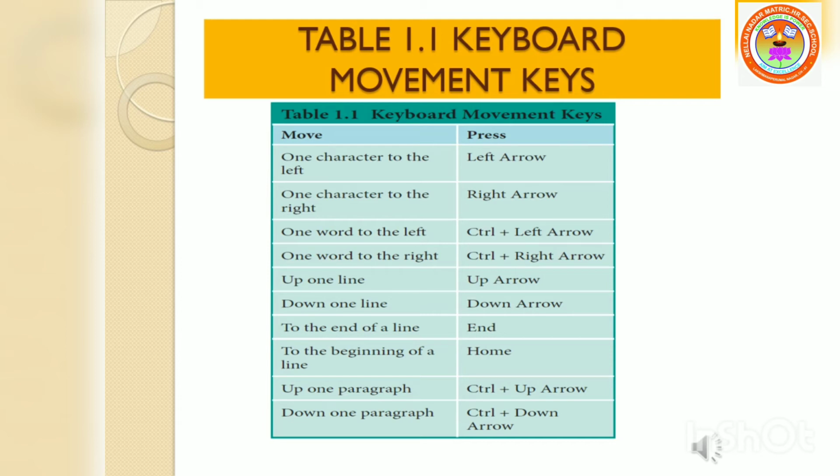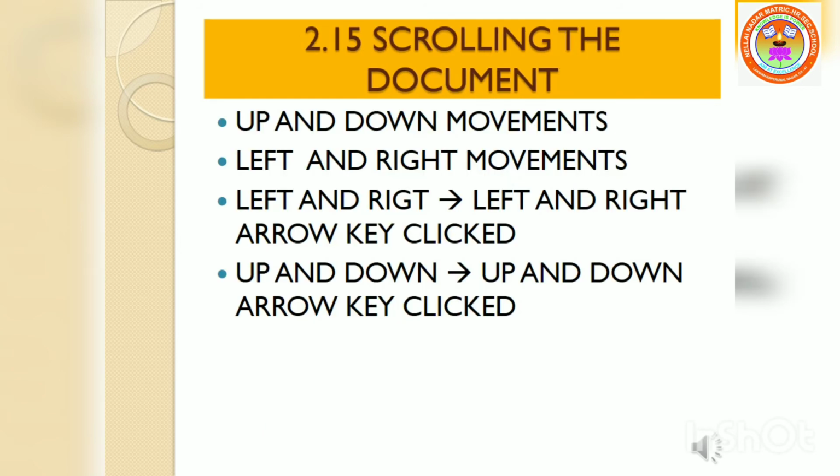One word is totally different from one character. One word to the left means Control should be added with the left arrow; to the right means Control plus right arrow. One line up is the up arrow, down one line is the down arrow. To the end of the line is the End key, and to the beginning of the line is the Home key. Up one paragraph means Control plus up arrow, and down one paragraph means Control plus down arrow. These keys are used to move around the document.